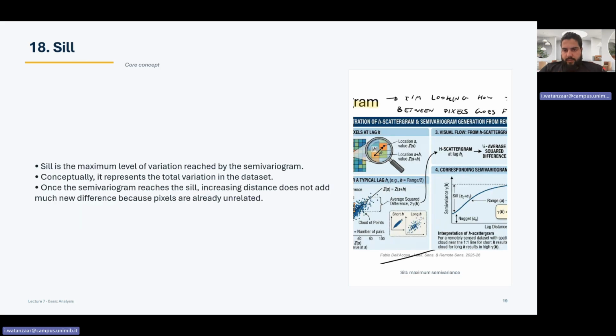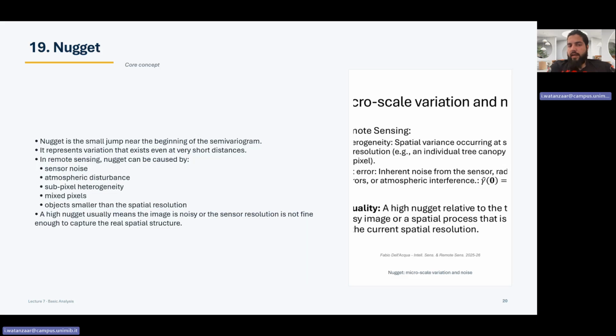We were discussing the nugget. The nugget is exactly the C1 point, and this C1 point causes the small jump. There could be multiple reasons, as we discussed in this slide. It could be sensor noise, atmospheric effect or disturbance, or subpixel heterogeneity. Subpixel heterogeneity means that the next pixel after that has a different value. So that's why it has a small jump, but a high nugget jump means the image is noisy or the sensor is not enough to capture the spatial structure properly. I mean the resolution is low.